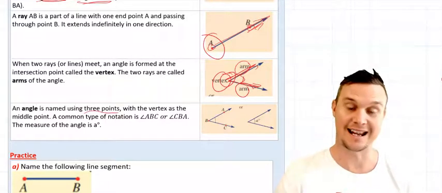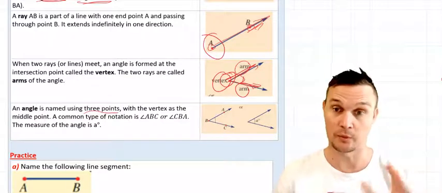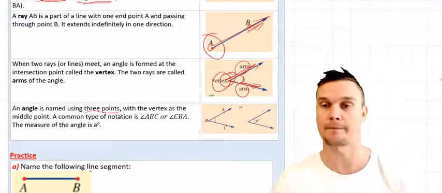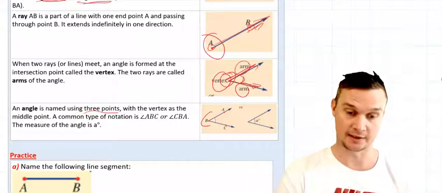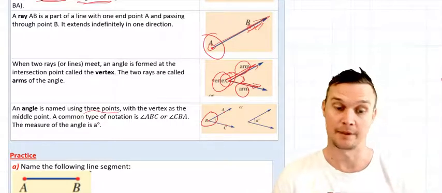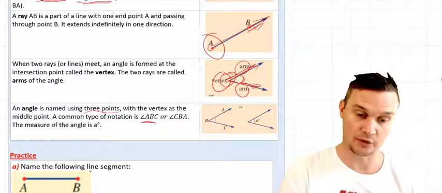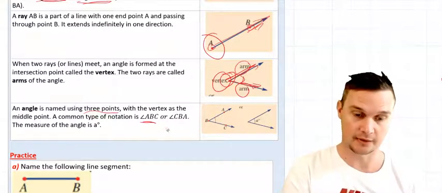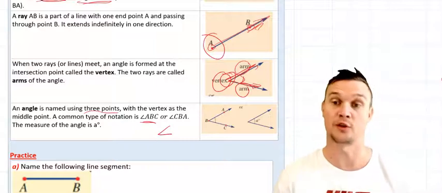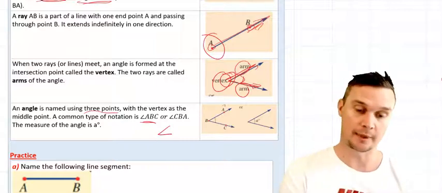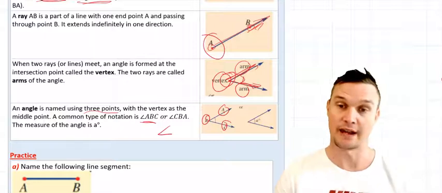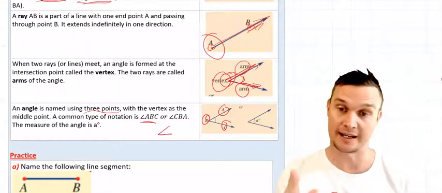The vertex is the middle point. So when we're writing our angles, the vertex, you can see here, is our middle letter. So this example here, this is how we write it. We use this symbol here. If we use that symbol, that refers to angle. And then we write the letters to show that angle. And as we said, the vertex letter goes in the middle.